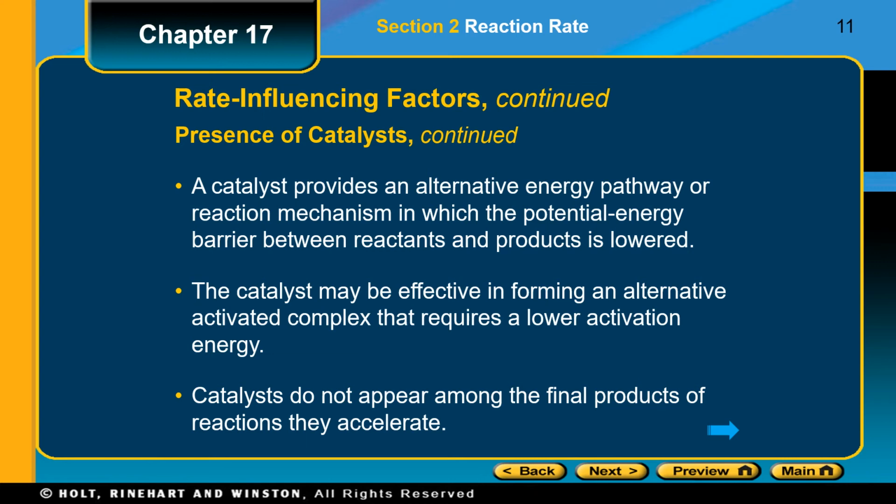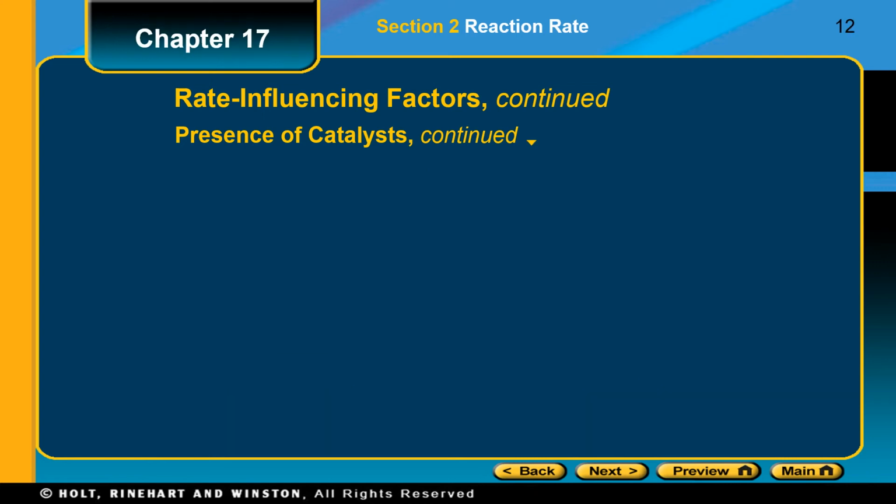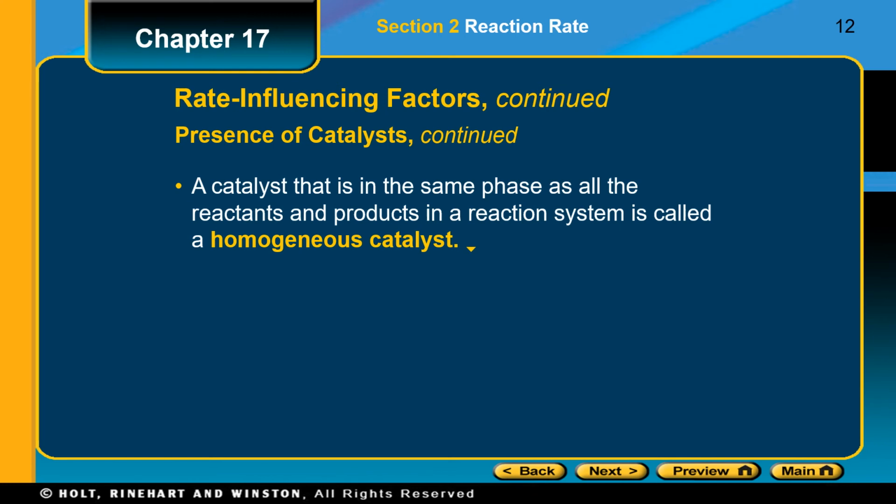So when we write out a balanced equation, we don't write it as one of the reactants. If we're going to include it at all, we'll write the name of the catalyst over the arrow, but it's not part of the reactants, it's not part of the products. A catalyst that is in the same phase as the reactants and the products is a homogeneous catalyst. So if the reactants and the products are both gases, then a homogeneous catalyst would have to be one that is also a gas.